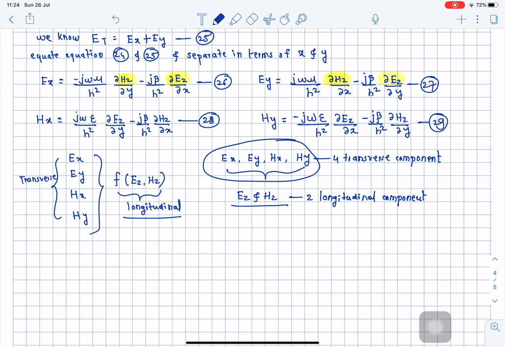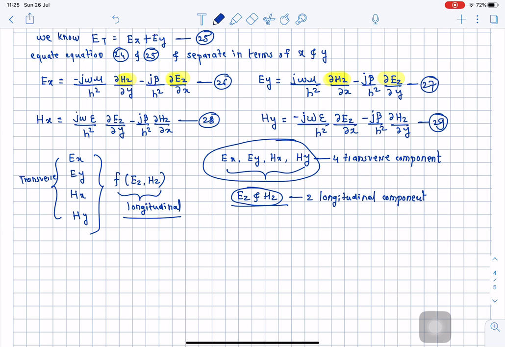So as and when we come across the rectangular waveguide and circular waveguide, we will develop the equation for Ez and Hz in a general way. And once you know Ez and Hz, you can put these values into this generalized equation of Ex, Ey and Hx, Hy, which is given by equations 26 to 29. And then you can find all the field components of the given particular waveguide.